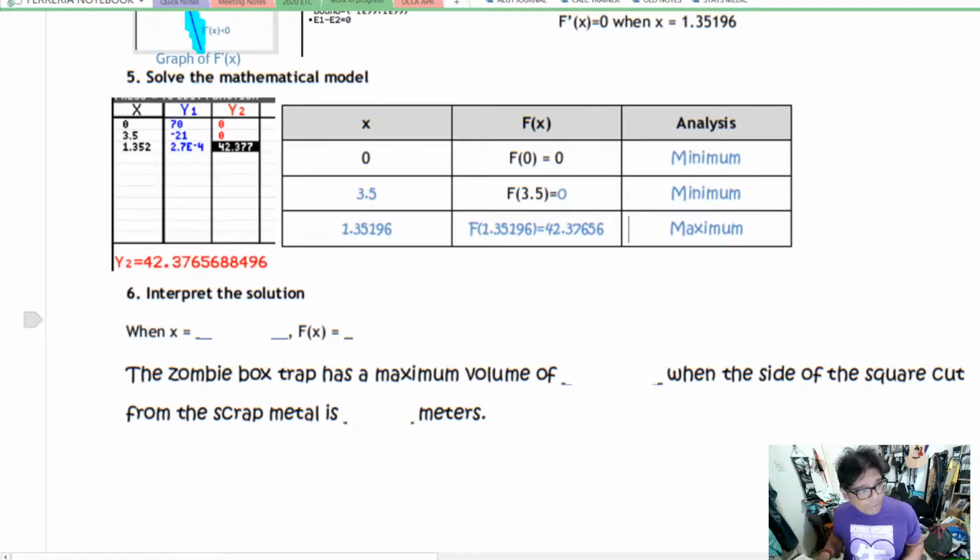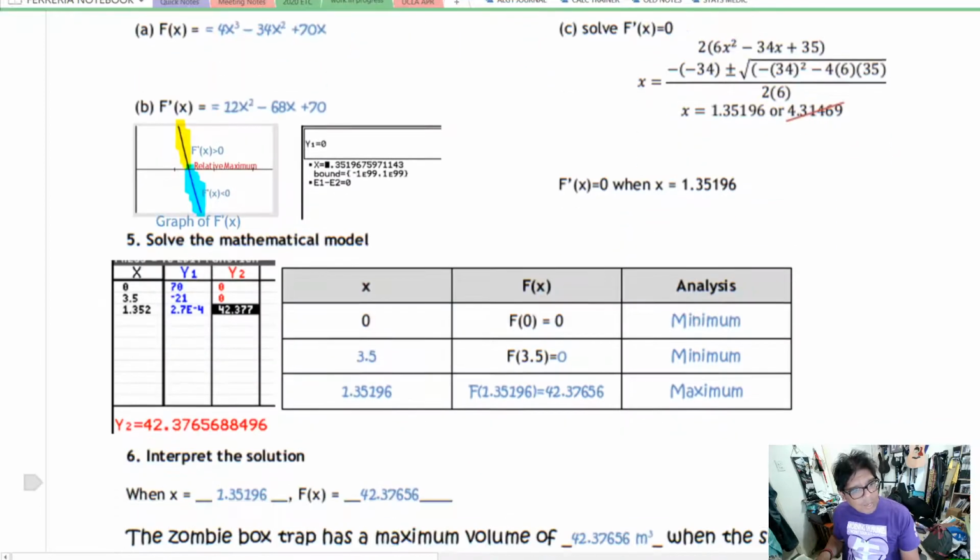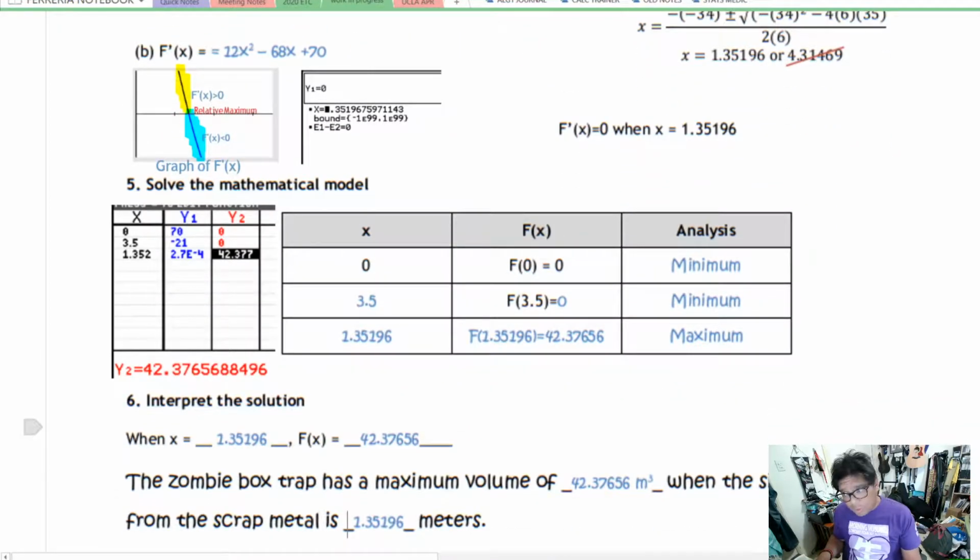Let's interpret our solution. When x is 1.351, f of x is 42. So the zombie box trap has a maximum volume of 42 and change when the side of the square cut from the scrap metal is 1.35196 meters. So look, we did a lot of calculator work today. Hopefully using the calculator in this way is going to be very beneficial to you. So make sure you're learning all of these techniques.